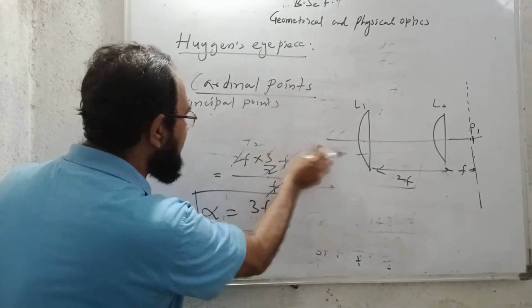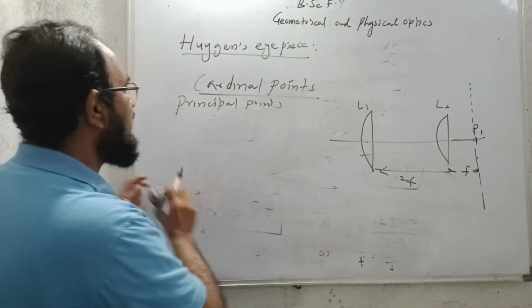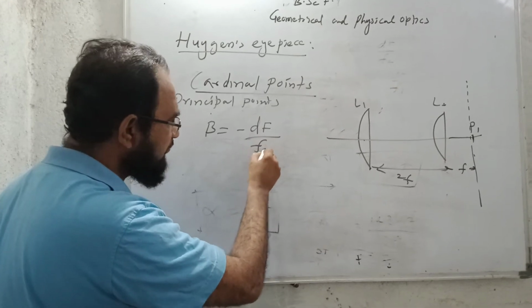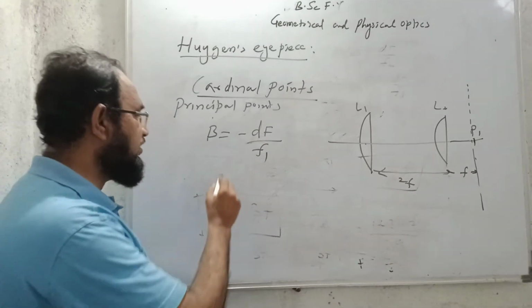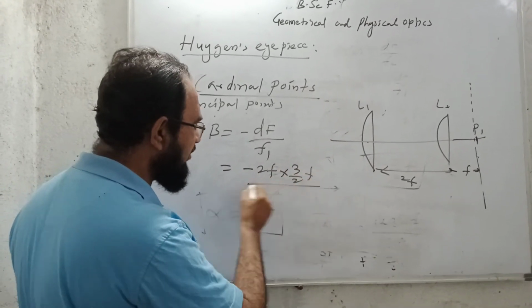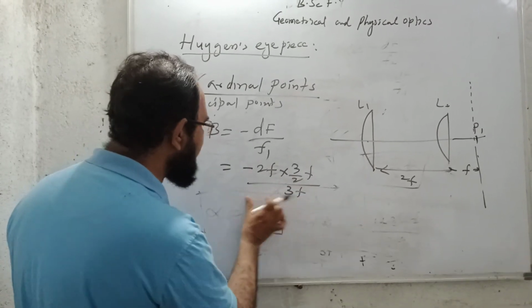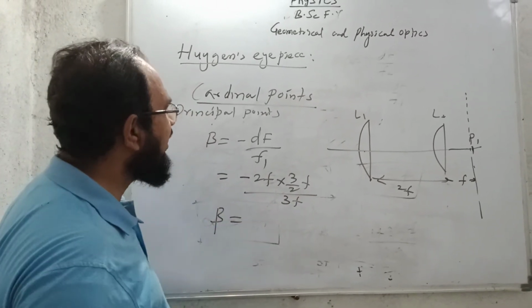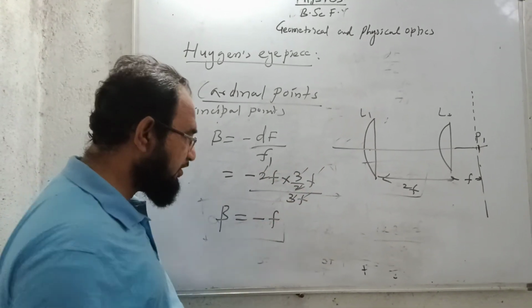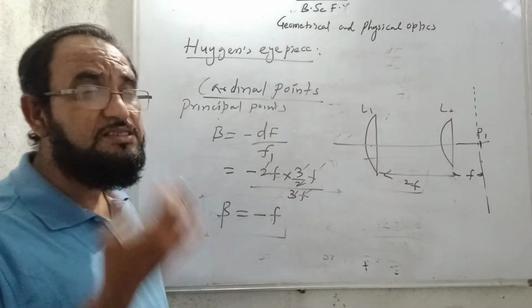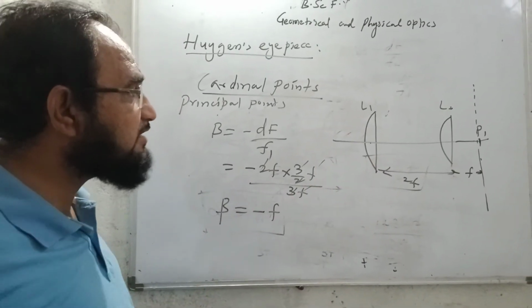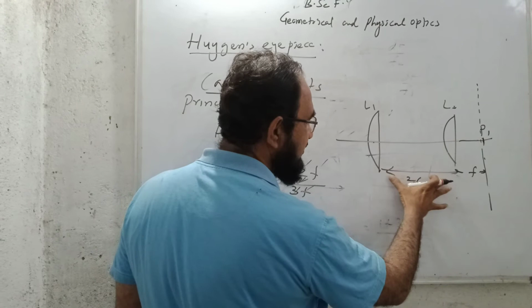The formula for the second principal point is beta is equal to minus df upon f1. So minus d is 2f, f is 3 by 2f, and f1 is 3f. So I will get here the value of beta as ff get cancelled, 2 get cancelled, 3 get cancelled, only minus f. It means that the position of the second principal point is towards the left side of the lens L2, eye lens. Means from here, this distance is 2f.